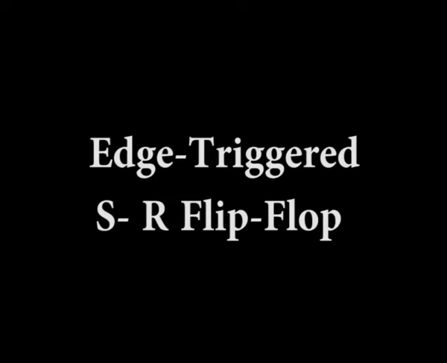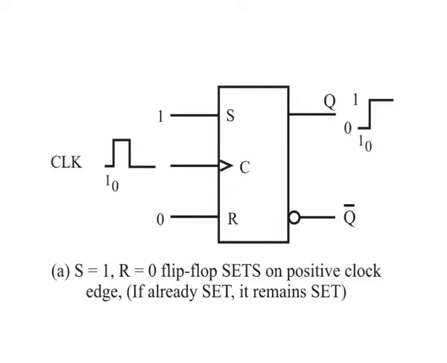The edge-triggered SR flip-flop. The S and R inputs of the SR flip-flop are called synchronous inputs because data on these inputs are transferred to the flip-flop's output only on the triggering edge of the clock pulse. When S is high and R is low, the Q output goes high on the triggering edge of the clock pulse and the flip-flop is set.